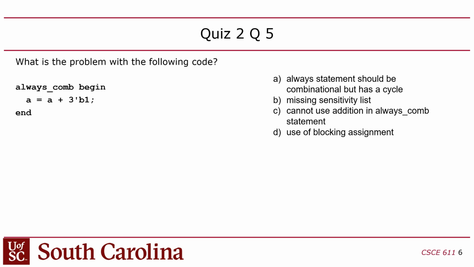a state, right? So the options here were: always statement should be combinational but has a cycle, so that's the right answer. Missing sensitivity list, that's not a problem. Cannot use addition in an always_comb statement. You can do that, it's fine. And use of a blocking assignment, that's fine too. In fact, you're supposed to use blocking assignments with combinational assignment statements.